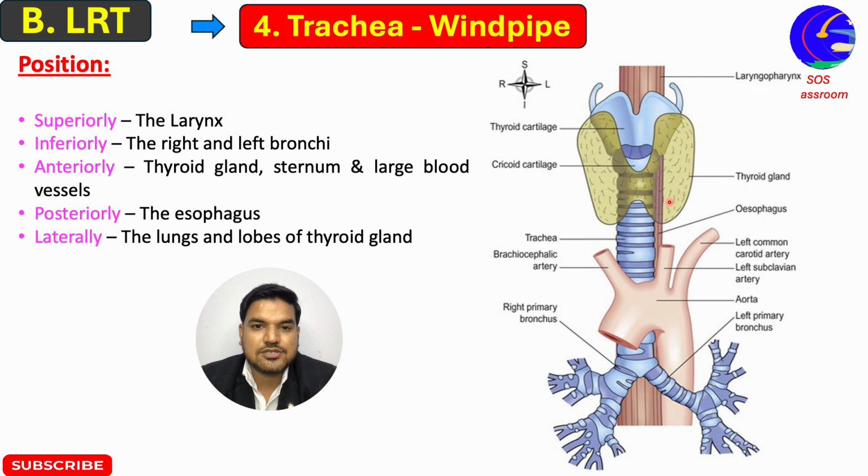So these are the positions of the trachea. Superiorly the larynx, inferiorly the right and left bronchi, anteriorly the thyroid gland, aorta and sternum, posteriorly the esophagus, and laterally the lobes of the thyroid gland.